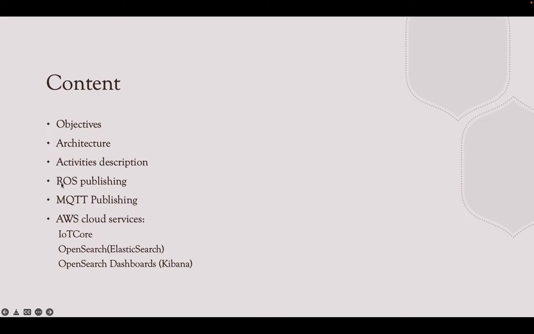to do ROS publishing, because the AMR works with ROS, how to do MQTT publishing, because we will use the AMR as an IoT device, and in the Amazon Web Services Cloud, how to implement the IoT Core, the OpenSearch, that is the new name given to Elasticsearch as the open source version from Amazon, and using OpenSearch Dashboards, that is the former name Kibana, from Amazon.